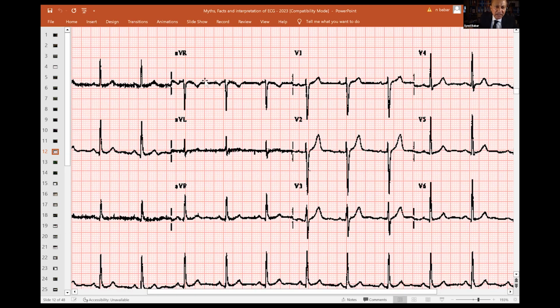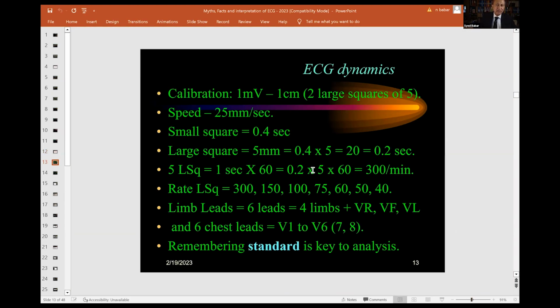Each small square represents 0.04 second, and each large square represents 5 times that, so it's 0.2 second. The large square is 5 millimeters. That means 0.2 second. 5 large squares will make 0.2 multiplied by 5 and then multiplied by 60 seconds, which is 300 per minute.